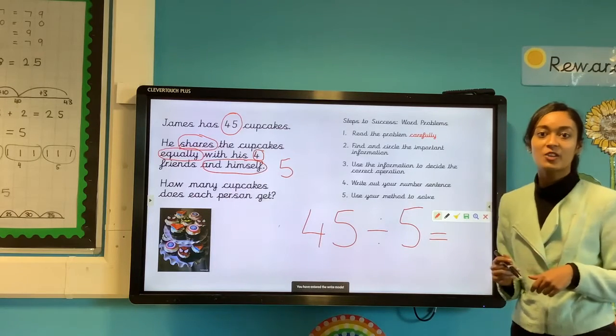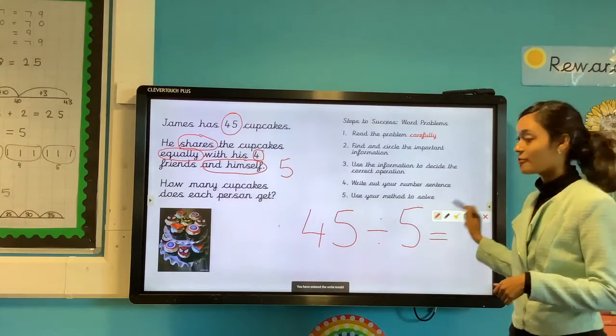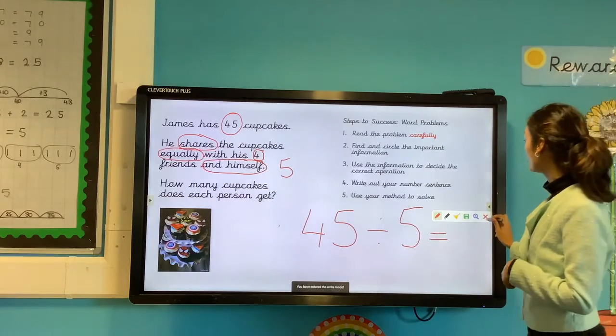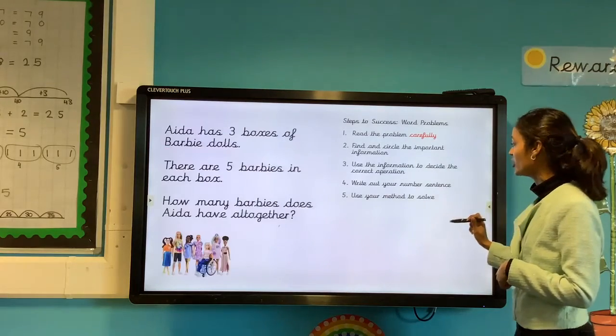Amazing, so well done if you had a go at that. So 45 divided by 5 is 9, so thumbs up if you got that, fantastic. Right, let's move on to the next question.